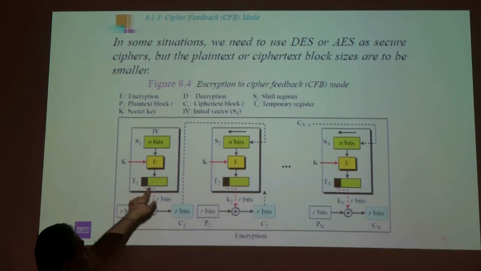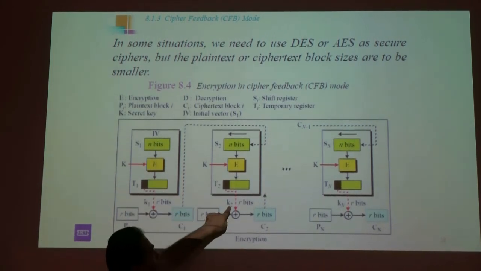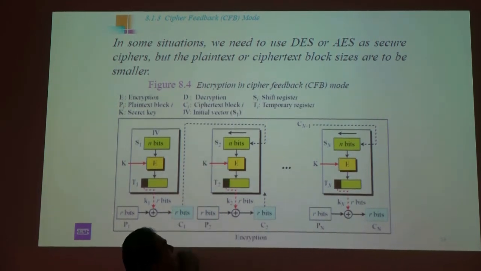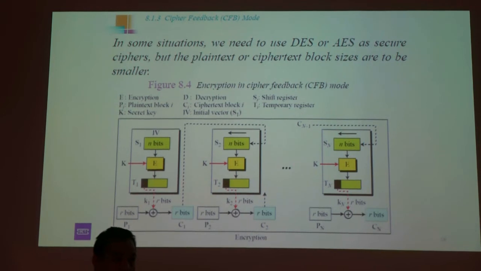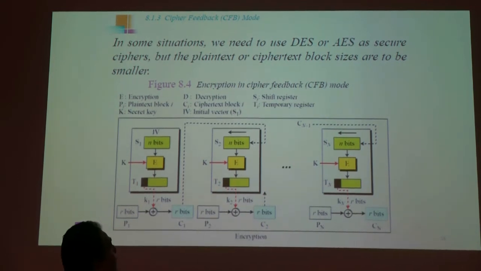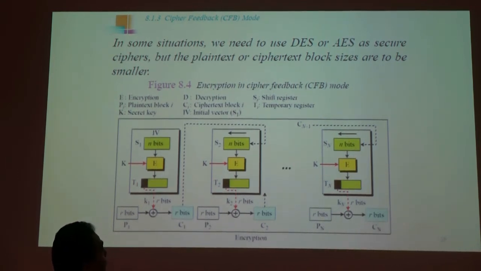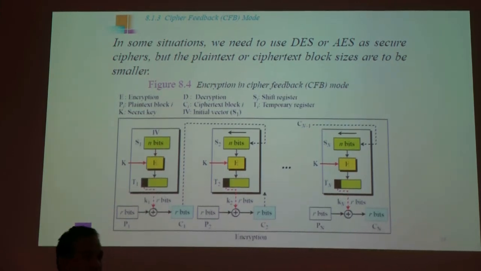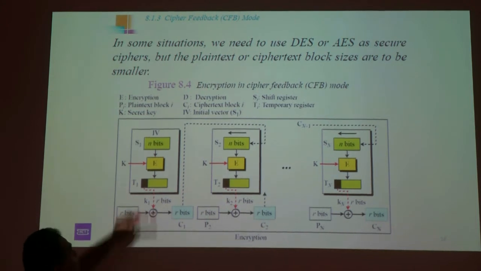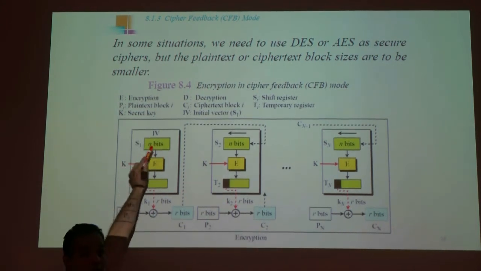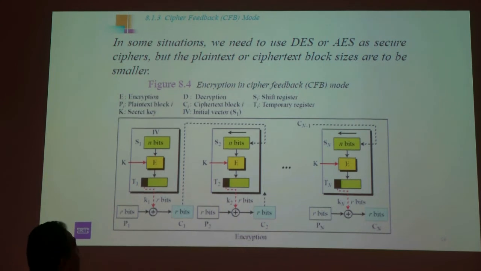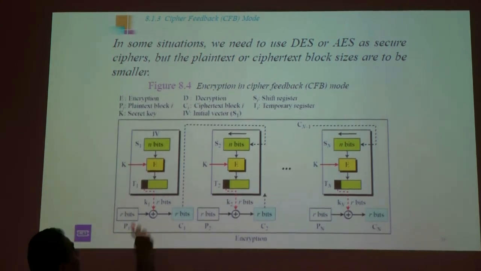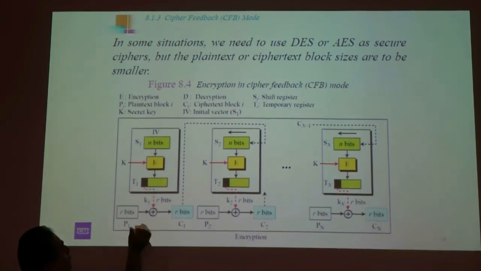So how are we going to generate the key? The key, basically, you have a state, which is in bits. It's actually a shift register. It started with the IV, initialization vector. The first time, you don't have to shift it. That's the initial value. Then you have to shift it, and you have to encrypt it with the key. It will give you n bits also.